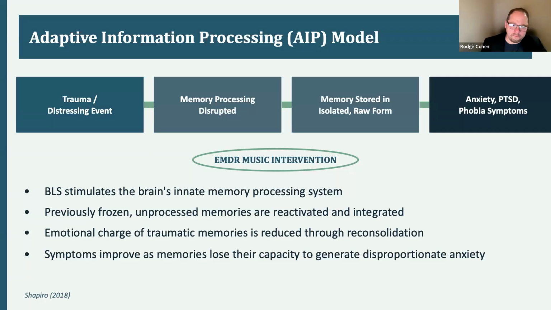This is very important. You can see in my flow diagram here, if you trace it from left to right, there's a traumatic event, there's disruptive processing, isolated raw storage is happening, and then symptoms. So EMDR music intervenes at the processing phase, engaging the system that could not engage itself.